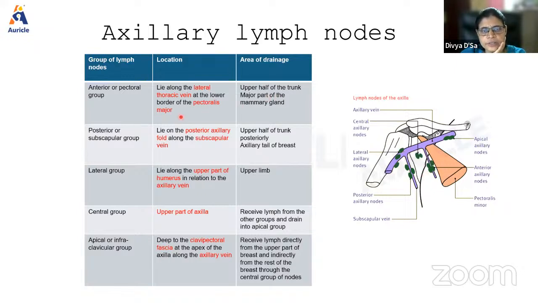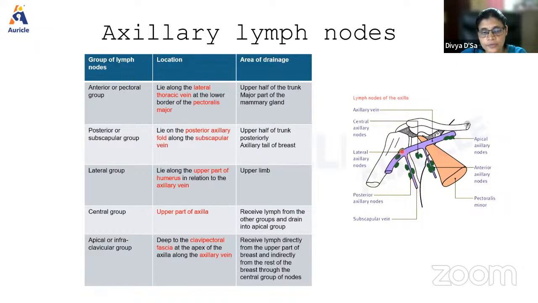It lies at the lower border of the pectoralis minor, not major. Here, this is a mistake. It's pectoralis minor. Basically, it drains the upper half of the trunk as well as the major part of the mammary gland. Then the posterior group lies on the posterior axillary fold along the subscapular vein. It drains the upper half of the trunk posteriorly as well as the axillary tail of the breast.